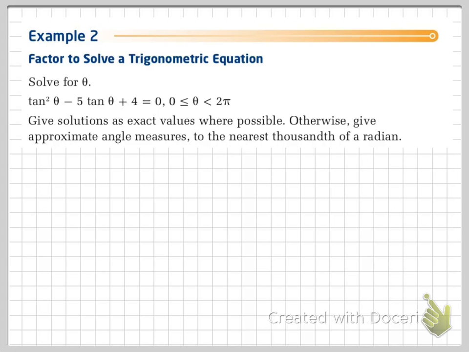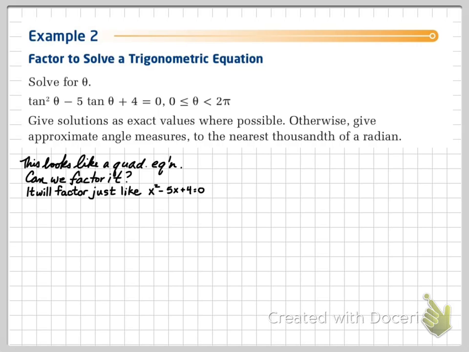Okay, when you look at this, first of all, tan squared theta minus 5 tan theta plus 4 is equal to 0. This looks just like a quadratic equation. Maybe I can factor it to find my solution. Well, it's going to behave just like x squared minus 5x plus 4 is equal to 0, which I know I can factor as x minus 4 times x minus 1 is equal to 0. So there's two possible solutions. x could equal 4 or x could equal 1.